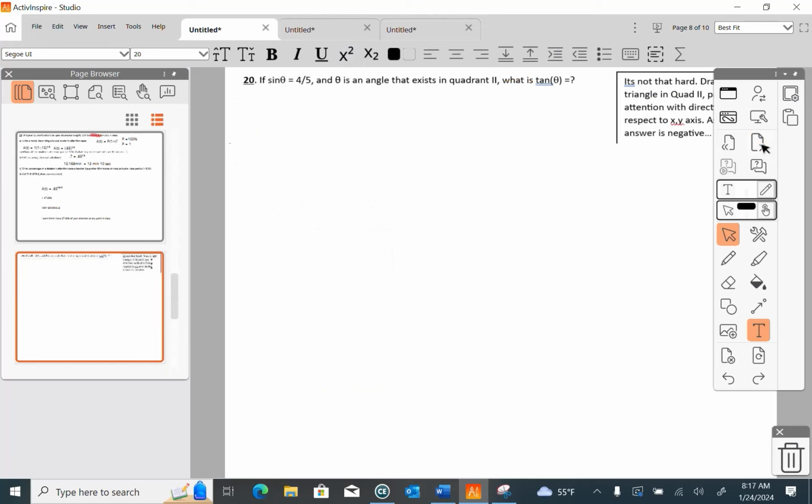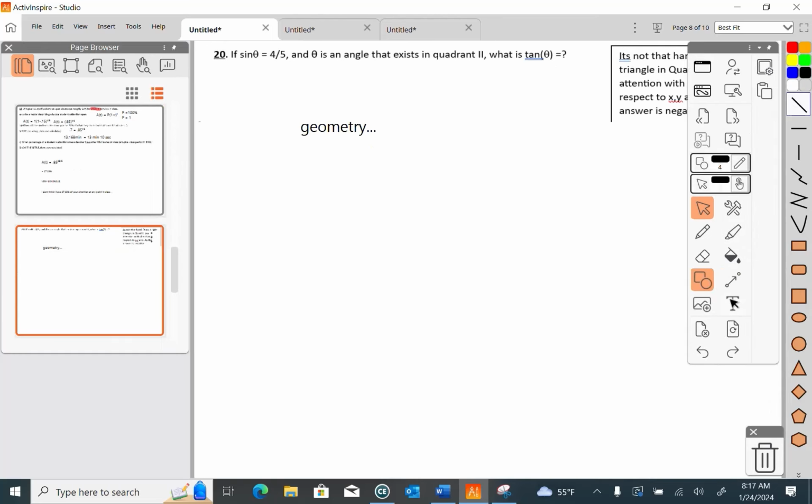Last one in this video is a trig problem. So we have a geometry problem. This is straight up from geometry. It's not an Algebra 2 standard, it's geometry. It's an ACT standard. All right, so we have that the sine of theta is 4 over 5. The angle exists in quadrant 2, which I hope you know your quadrants.